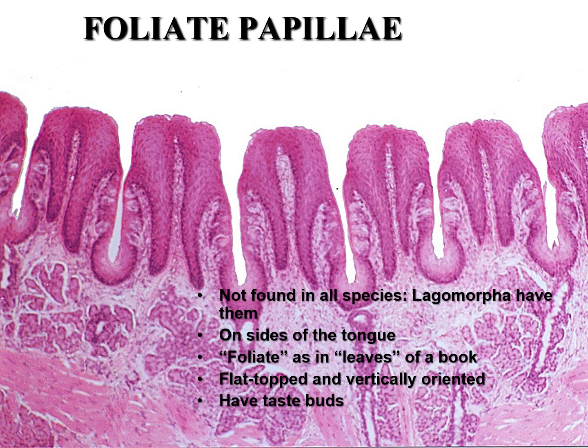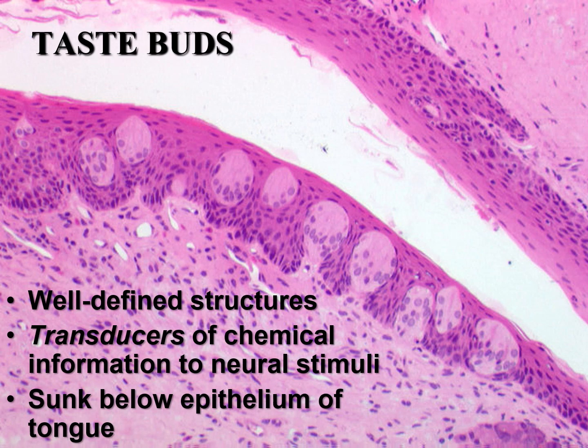The fourth type we have is the foliate, not found in all species. Sometimes we can see them in the lagomorpha, such as rabbits. We can see them on the sides of the tongue. We could not see them on the dorsal surface, usually they are found on the lateral surfaces. Because their appearance is almost like the leaves of a book, they call it foliate. Very important, they contain grooves, and between these grooves we have this structure here, which is the taste bud.